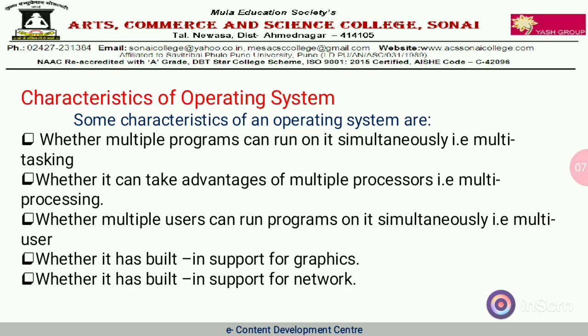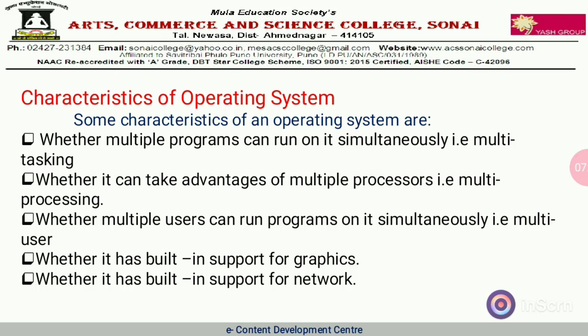Second is multiprocessing, whether it can take advantage of multiple processors. At a time, in a single memory and single storage device, we use multiple processors and multiple CPUs. Whether users can run programs on it simultaneously is called multi-user. When multiple users use the same application or the same program at the same time, it is called a multi-user system.